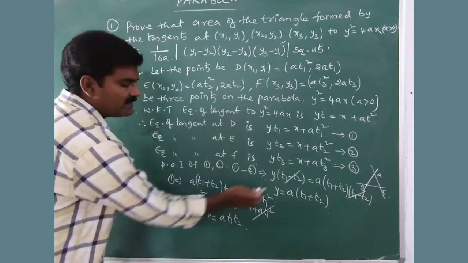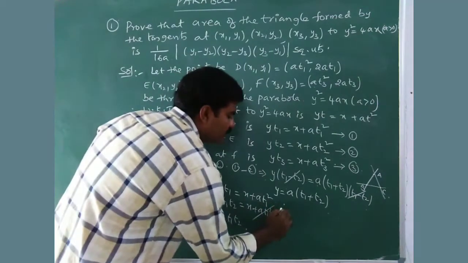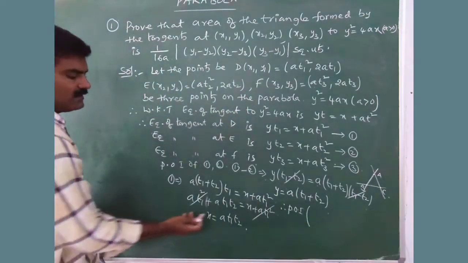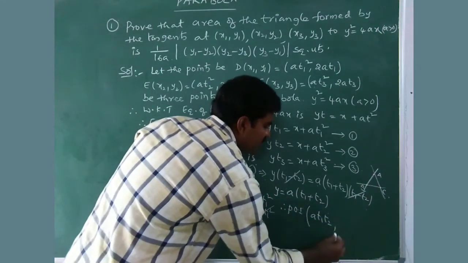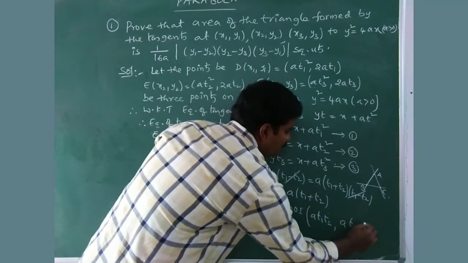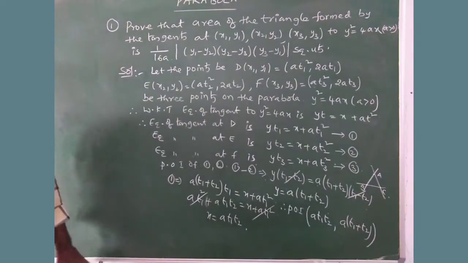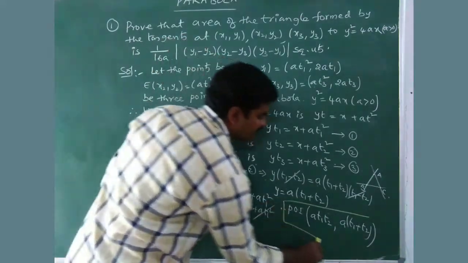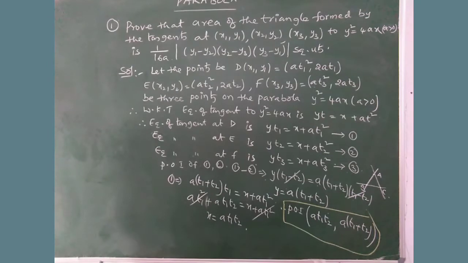Hence x comma y is the point of intersection. Therefore the point of intersection of 1 and 2 is x comma y, where the x value is a into t1 t2 and the y value is a into t1 plus t2. So finally we got the point of intersection of tangent 1 and tangent 2.